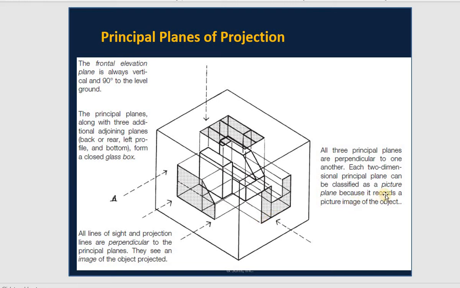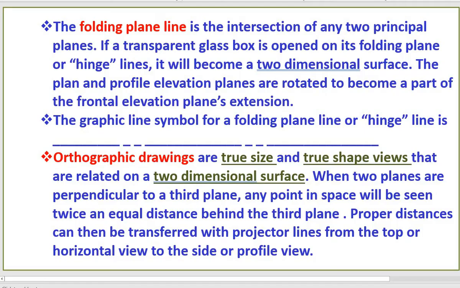So we have another one, the picture plane, because it records the picture image of the project. This one records this side, and this one records this side. You have another two sides to record the other sides of the project.